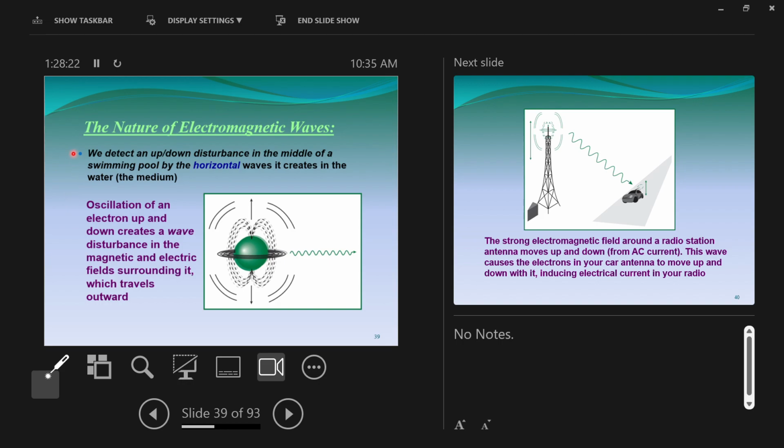We detect the up and down disturbance in the middle of a swimming pool by the horizontal waves it creates. Again, ball in the water moving, right? Making wiggles in the water. The oscillations of an electron up and down create a wave disturbance in the magnetic field and the electric field surrounding the electron. And the trick with the electric and magnetic fields is that they're everywhere.